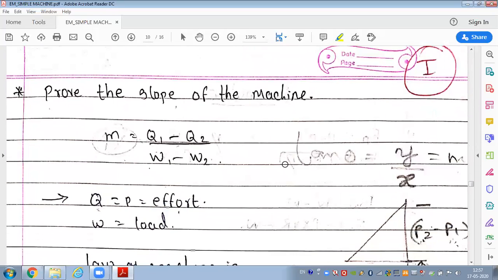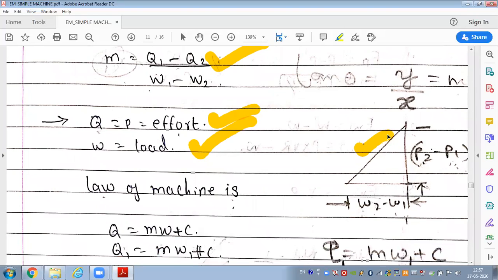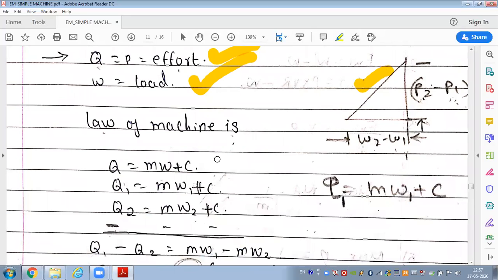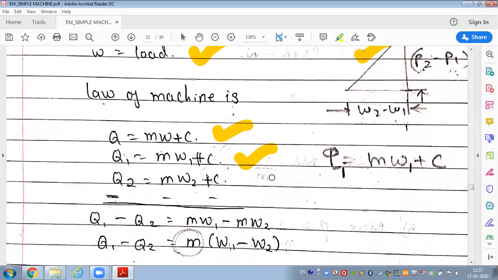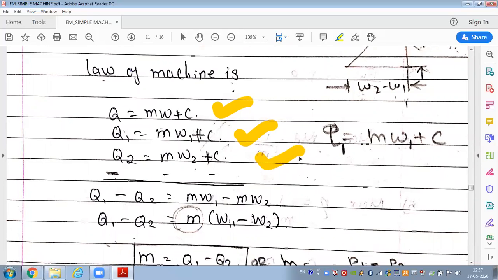One more question: prove the slope of the machine. It is given by Q1 minus Q2 upon W1 minus W2. Q is given by P, the effort, and W is the load. Both are indicated on the diagram, on the x-axis and the y-axis. The load of the machine is given by Q equal to MW plus C. Here P is replaced by Q. For one machine, it is given by Q1 equal to MW1 plus C. For the second machine, it is given by Q2 equal to MW2 plus C.